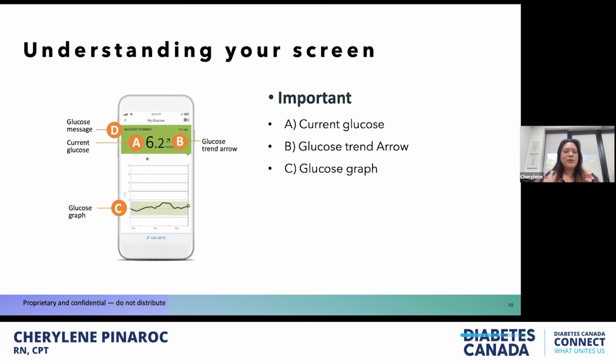Whatever they ate, did it spike their blood sugars really high, or did they give themselves too much insulin, so now they're trending a little low? So this gives them a good indicator of how their treatment therapy has been going.